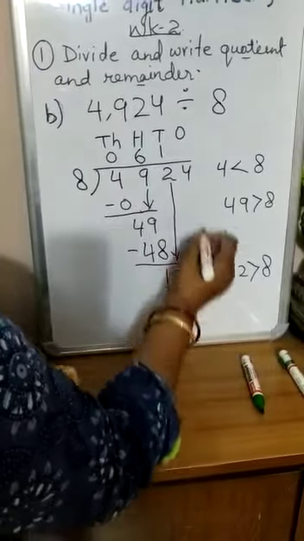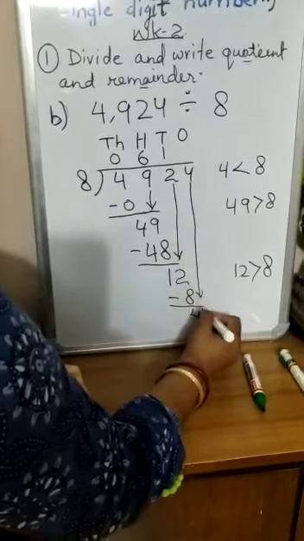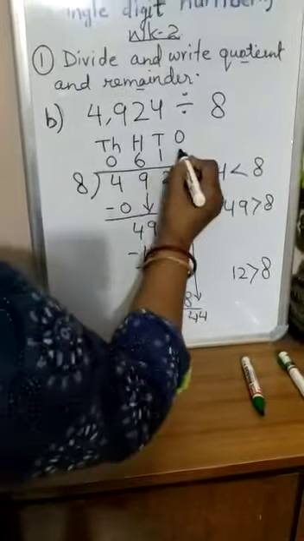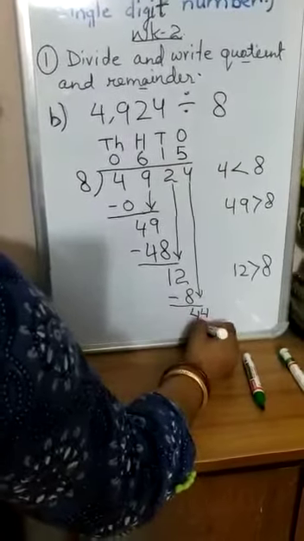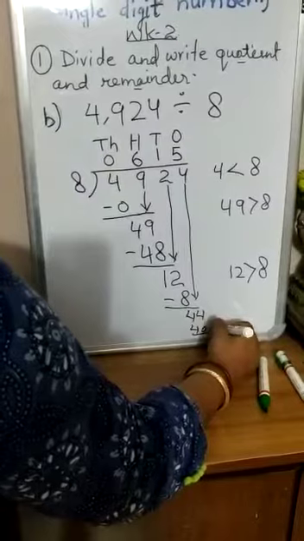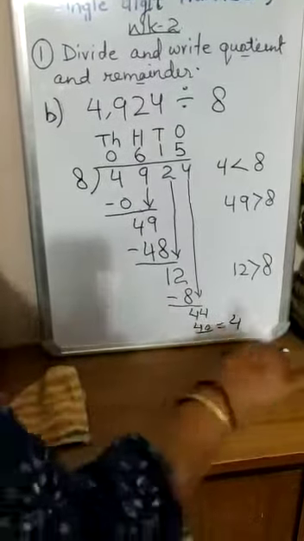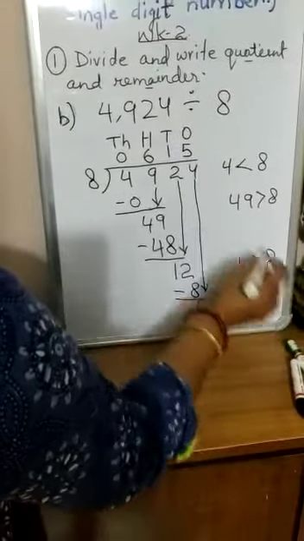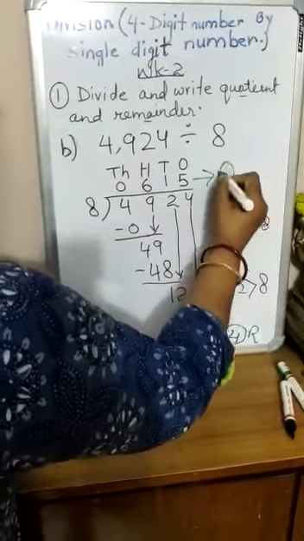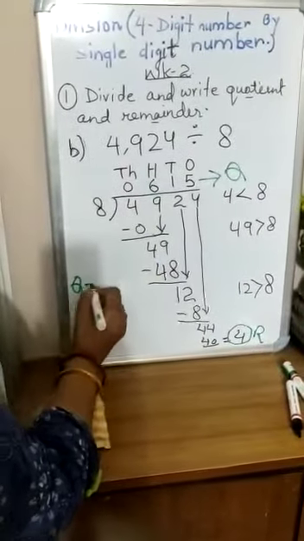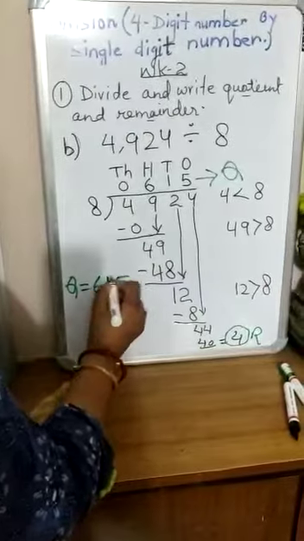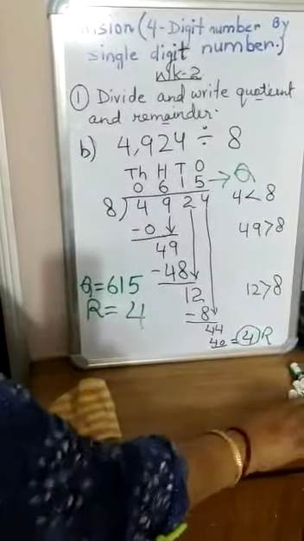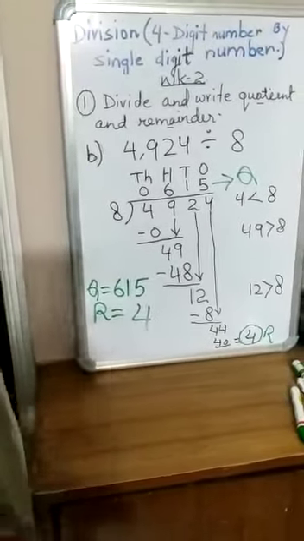Now I will put down this 4 along with 4. So here 44. So we'll start the table. 8 fives are 40. So 44 minus 40 is equal to 4. Right? So here, children, you will see that 4 is the remainder and this 615 is the quotient. So you have to write down quotient is 615 and remainder is what? 4. Right?